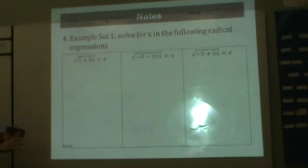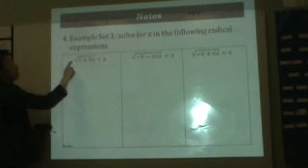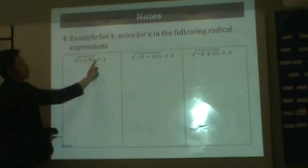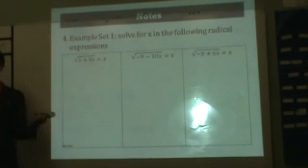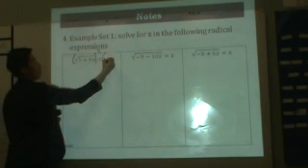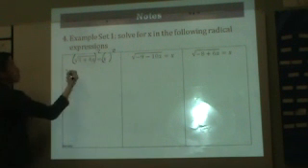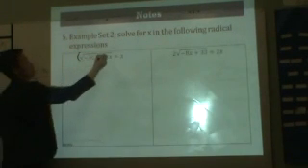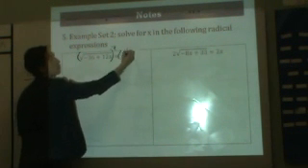Isolate that radical. So if you look at this radical, is there anything right here? So it's isolated. It's all by itself. Let's go ahead and square it. Rayvon, tell me what to write next. Square it. Bring it down.